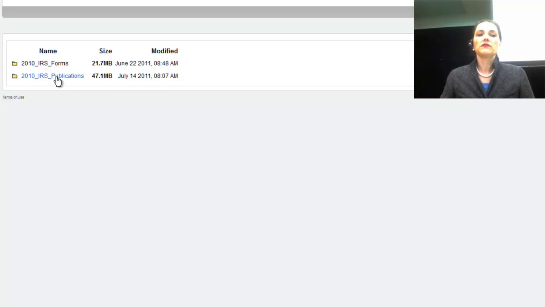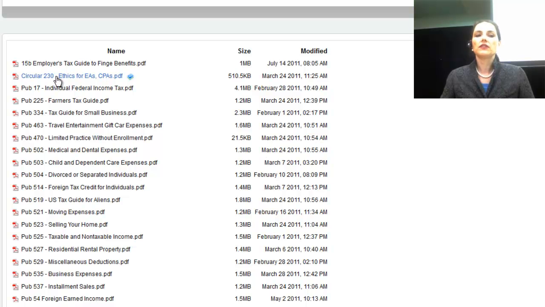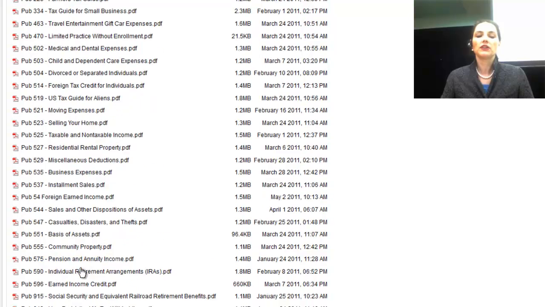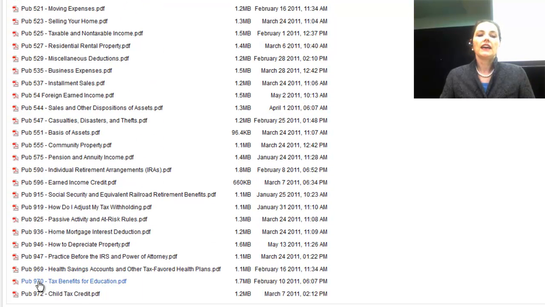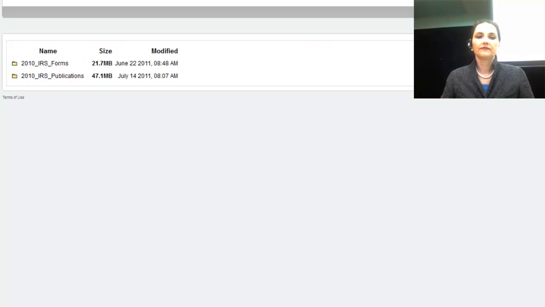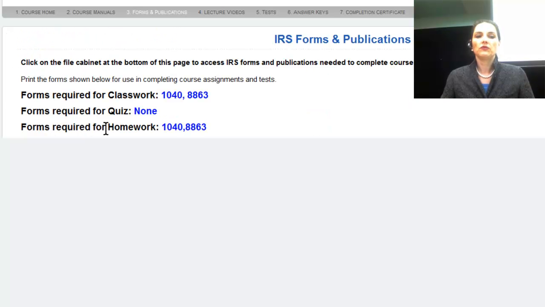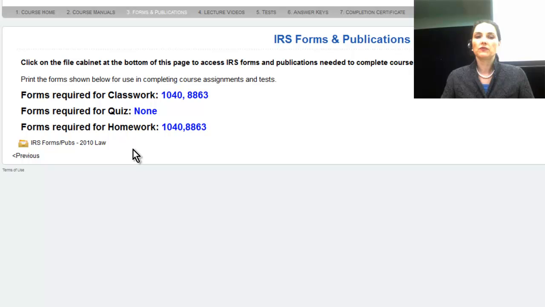Now this course, like most of our courses, includes a reading assignment. The reading assignment includes chapters from either Pub 17 or one of the other publications shown here for most of our courses. Publication 970, Tax Benefits for Education, is the IRS publication that goes with today's program. So if you wanted to print that manual or at least read it on your computer screen, that's where you go.